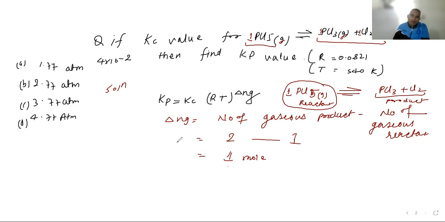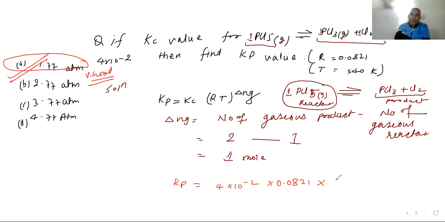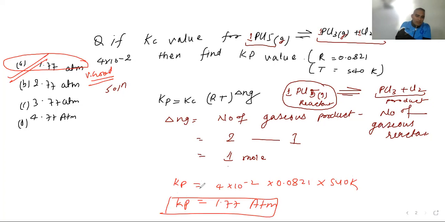Now, what will be the option? You tell me. 1.77 is the correct answer. How did you get the answer? Very good. You place the values. Kp is equal to 4 into 10 power minus 2, R value 0.0821, T value 540 Kelvin. If you multiply, you get 1.77 atm, the pressure unit being atm. That is correct. Some problems like this come in the exams, so you need to keep that in mind.